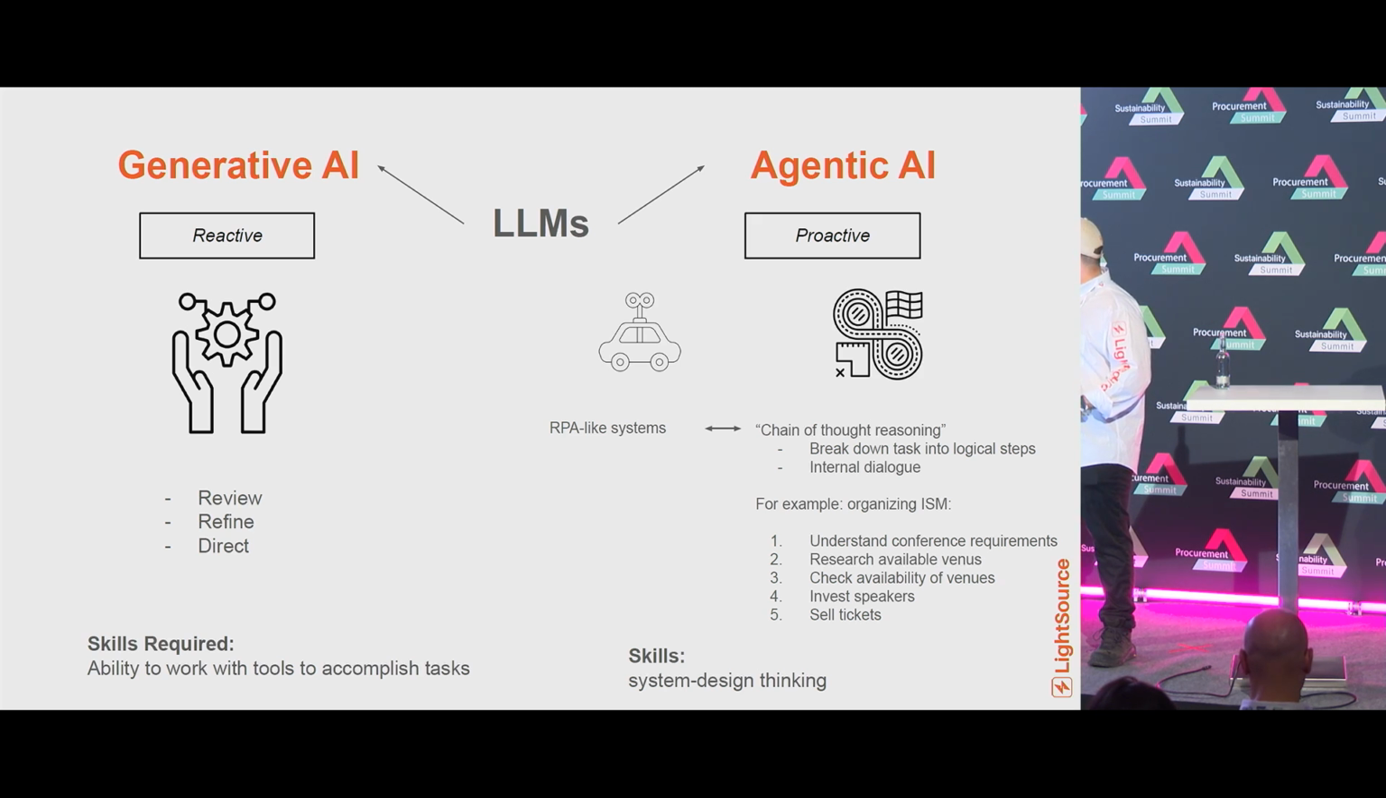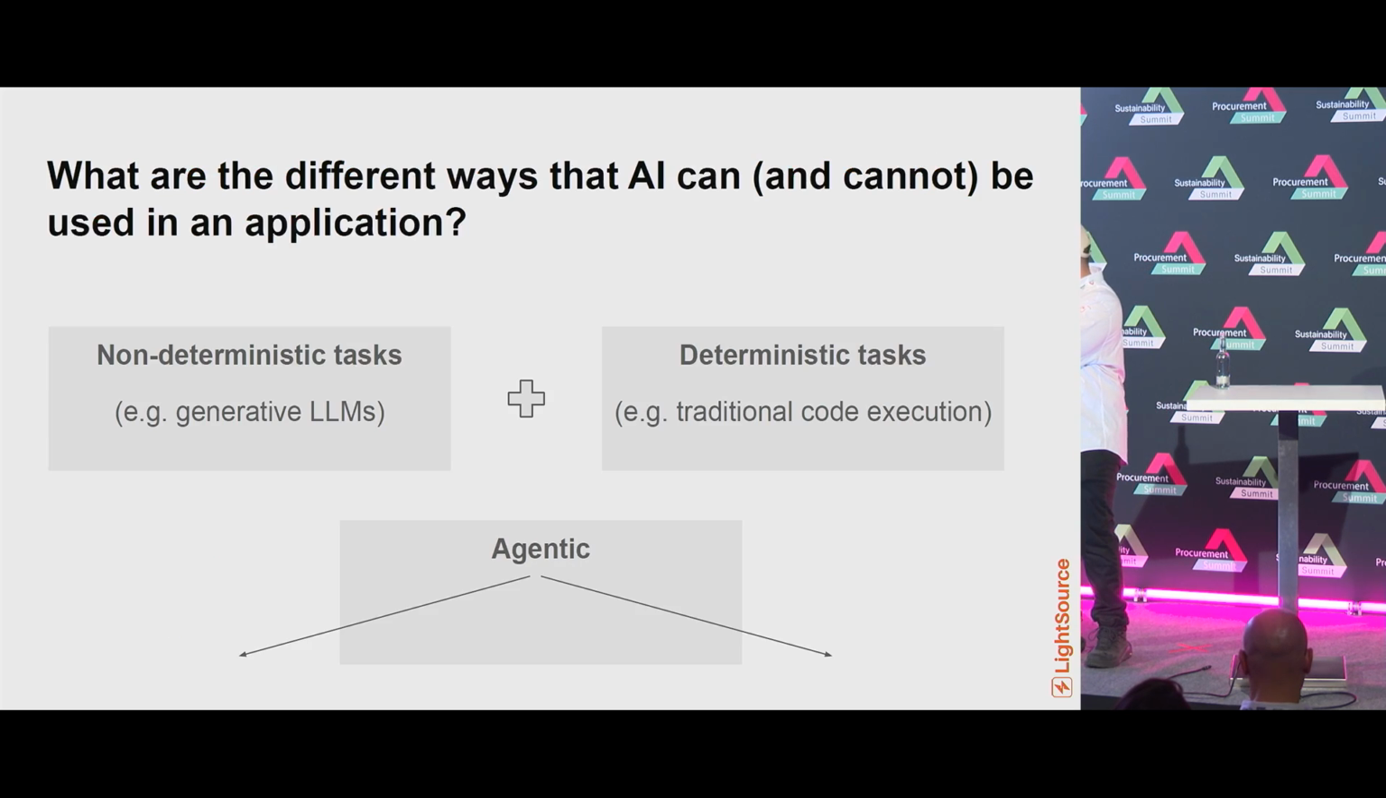And then agentic AI, it can be anything from the most basic RPA-like systems, if this then that, to a full chain of thought reasoning system, breaking down tasks into logical steps, having an internal dialogue. And so, for example, you might have an agentic system organize this conference, Procurement Summit, and what it would have to do is start with a multi-agent approach. First is the planner agent. Let's understand the conference requirements. Let's check the available venues. Let's then invite a set of speakers, and then we'll sell tickets. And so the kind of skill that's required to be really effective here is actually more of what I would call systems design thinking. So it's a slightly different paradigm.